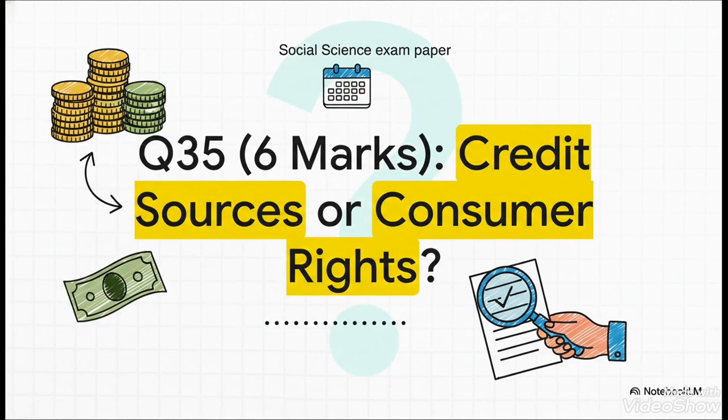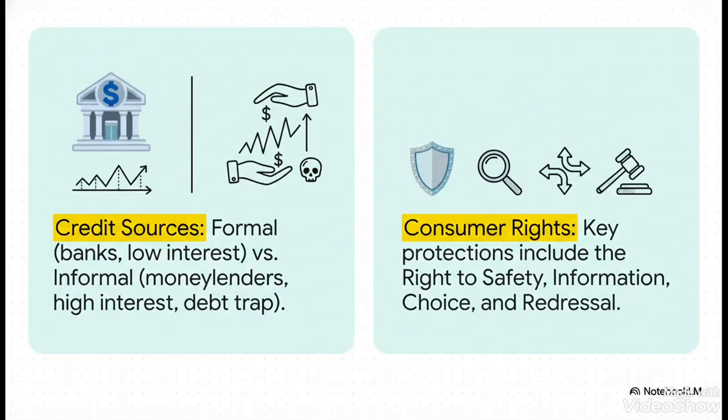And here we are, the final 6-mark question of the paper. Once again, you had a choice. Either explain the different sources of credit in India or detail the rights that consumers have. Both are super important, real-world topics. Let's break down these final 2 options.